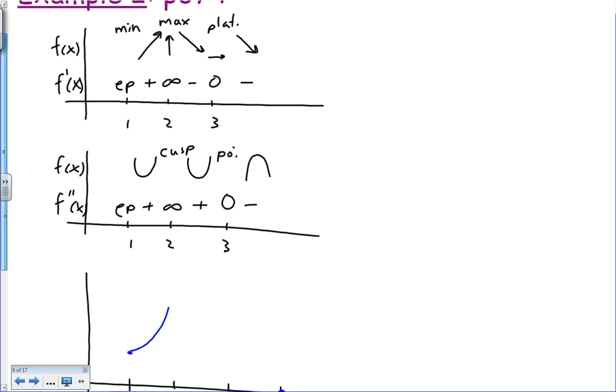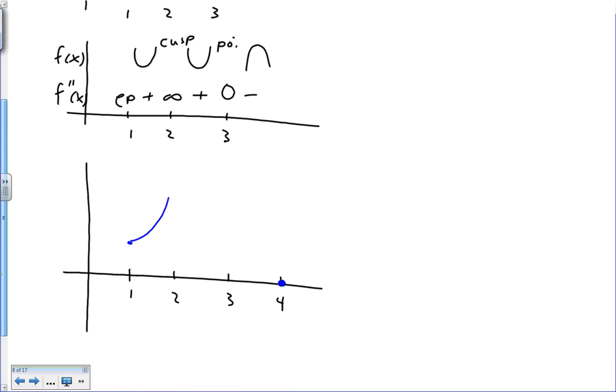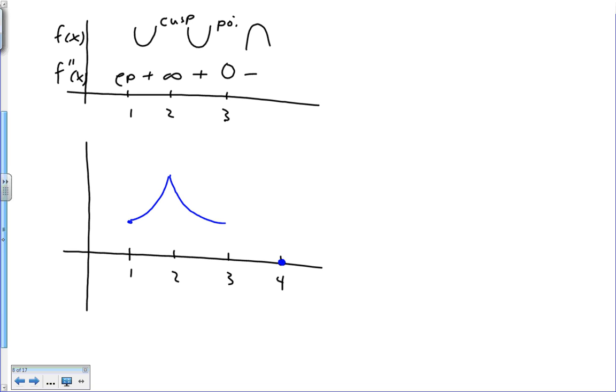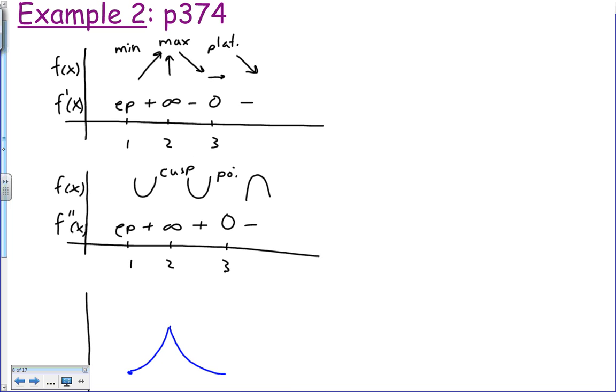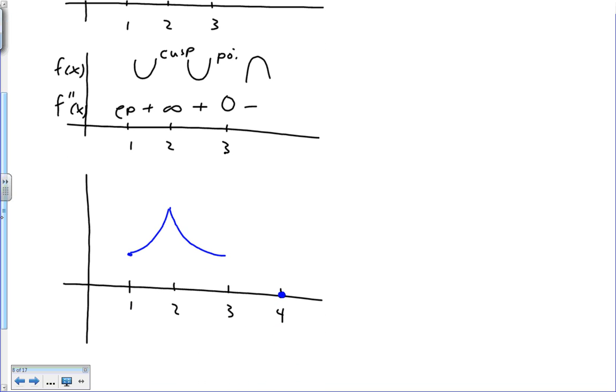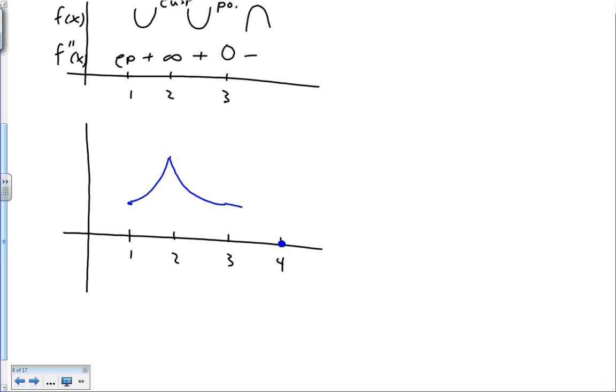I have a cusp. So now I start decreasing from 2 to 3, and I'm still concave up from 2 to 3. So it's going to do something maybe like this, and it levels off towards a slope of 0 that I have up there. It has a plateau point there at 3. So it continues decreasing after 3. I change concavity there. I have a point of inflection, so I am now decreasing and have a point of inflection at 3.